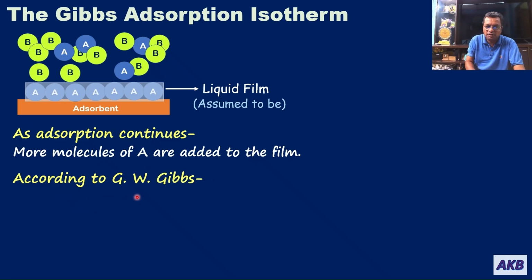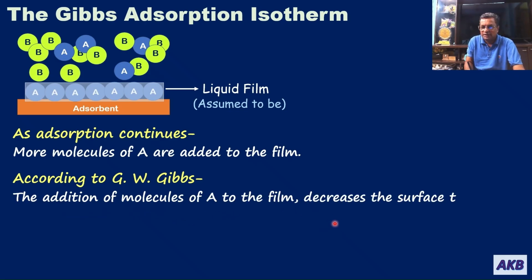And according to J.W. Gibbs, the addition of molecules of A to the film decreases the surface tension of the film. Surface tension is a cohesive force at the surface of this liquid film that makes the surface of the liquid film behave like a stretched elastic surface.